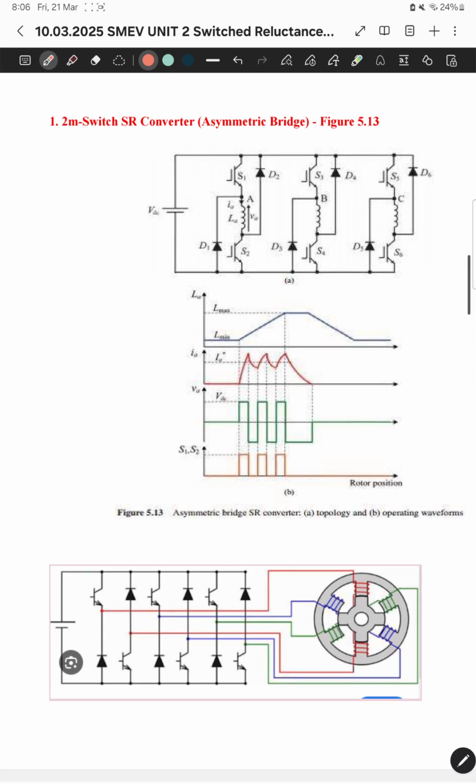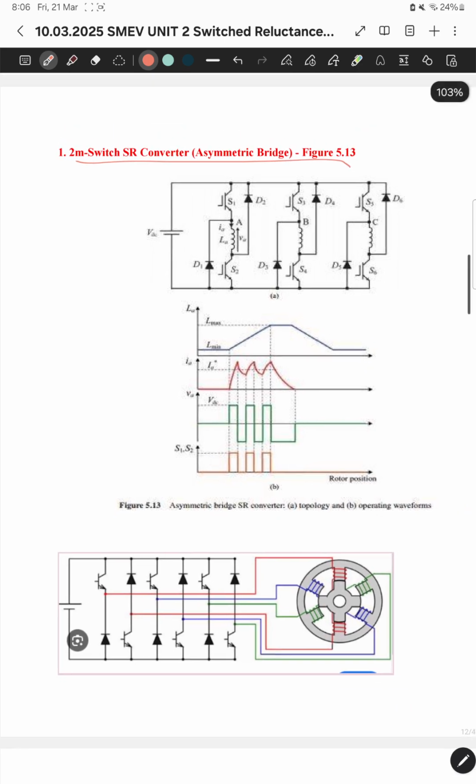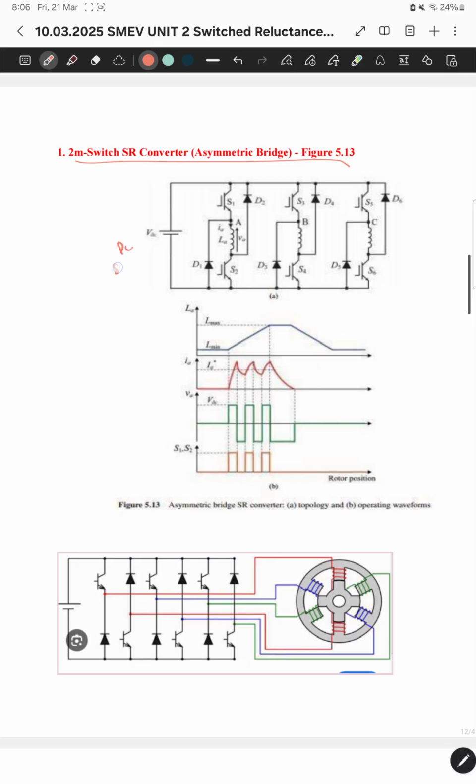I will be discussing the first one in a detailed manner, and you can continue with the other topics more easily. So the first one is the 2M switch converter. You can see the diagram here. This is the DC supply.